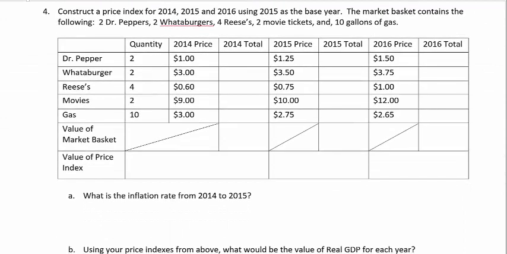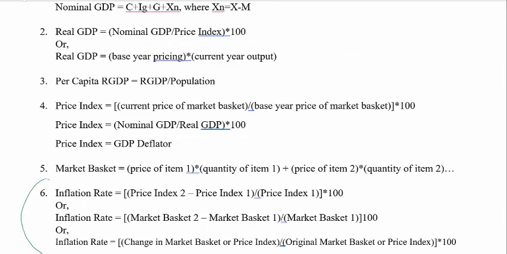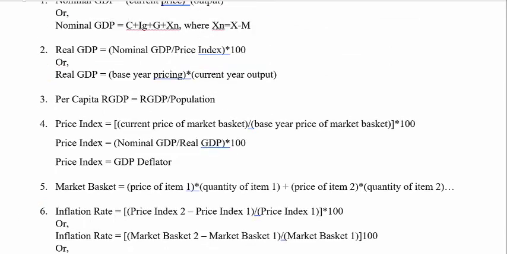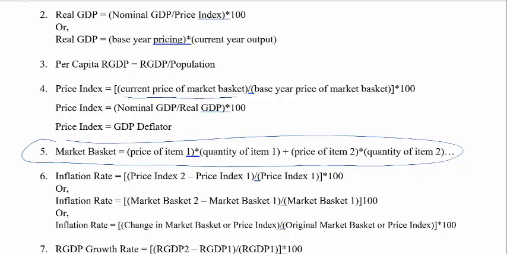Alright, number 4. So number 4, we're going to calculate a price index for 2014, 15, and 16 using 2015 as the base year. Now, before we do that, let's review those formulas. Let me get rid of some of this clutter. Alright, so a price index. To get a price index, we have to find a market basket price. Alright, so we have current price of a market basket divided by the base year price of a market basket times 100. In order to get the market basket, look at number 5 here. That's how we're going to do it.